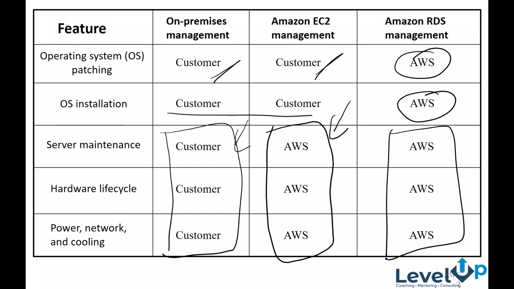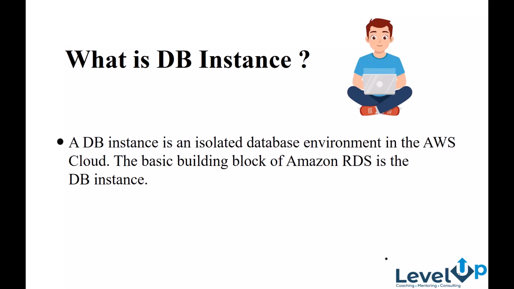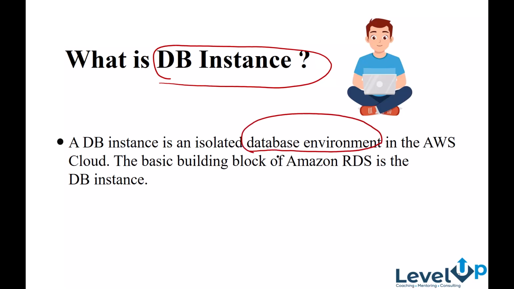Now let us look into some of the terminology that we use for Amazon RDS. One of the terms that you'll come across is called a DB instance. Now what is a DB instance? We can simply define a DB instance as an isolated database environment in the AWS cloud. You can also call this the basic building block of Amazon RDS. That means if you have to work with RDS, first of all, you have to create something called a database instance.